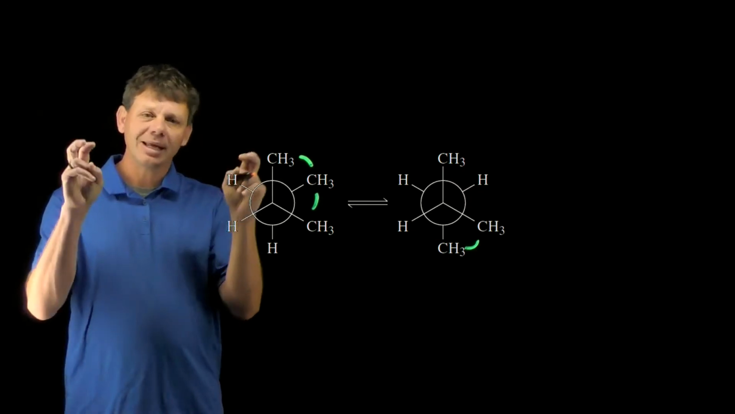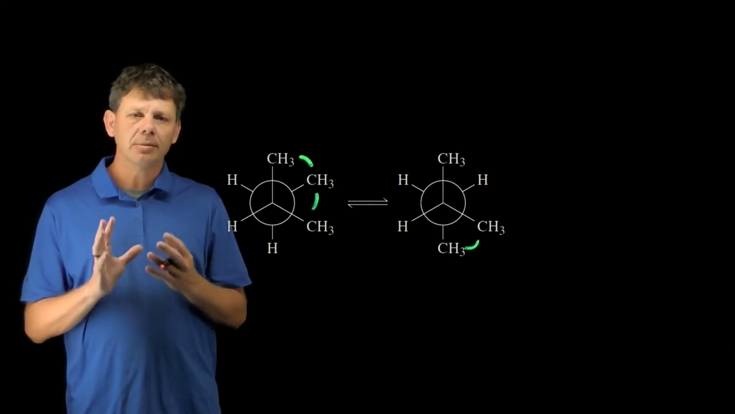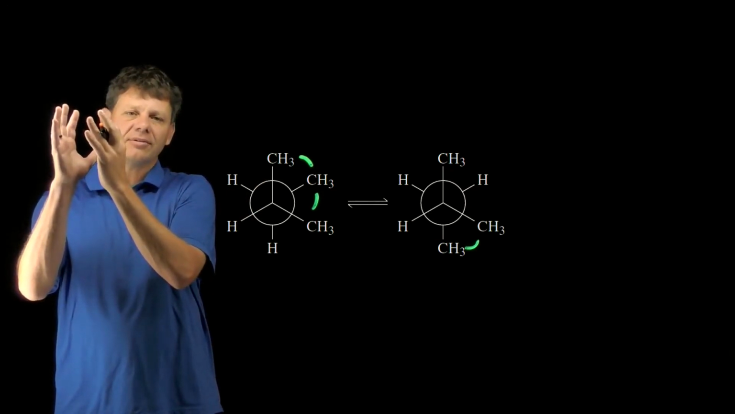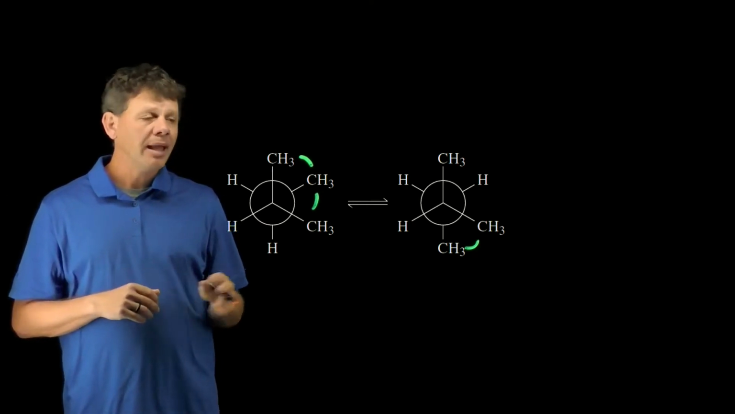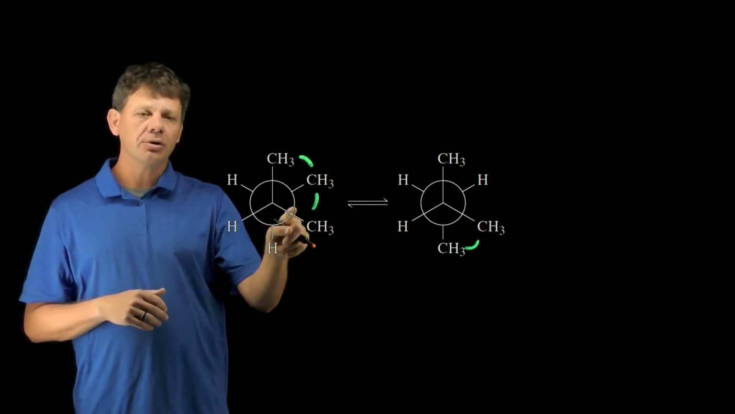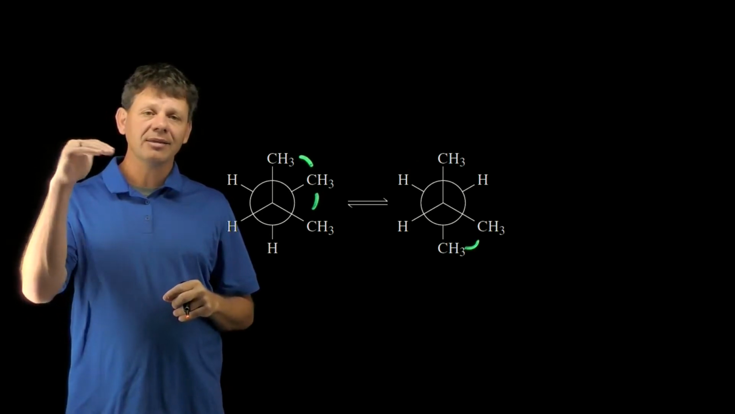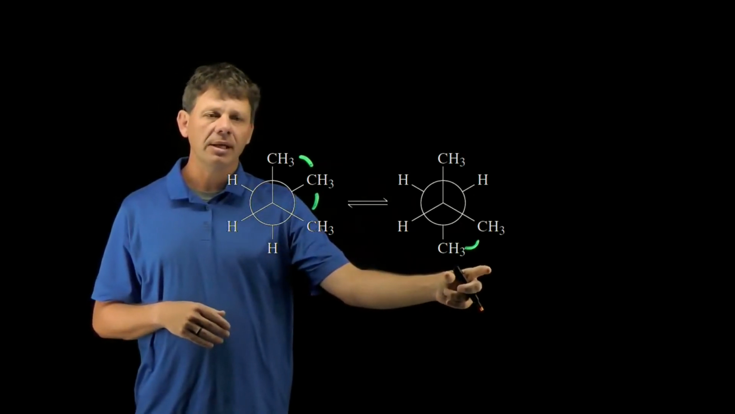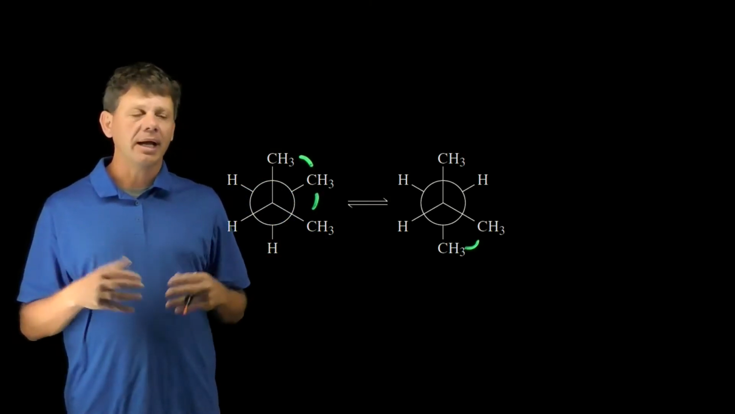Reactions (in quotes) are going to be favored, processes are going to be favored that go from less stable to more stable. And here, having two gauche interactions is going to be a less stable conformation than the conformation with one. Well, by how much?